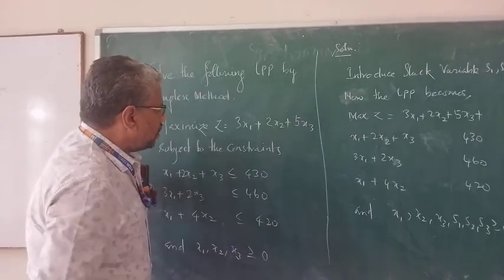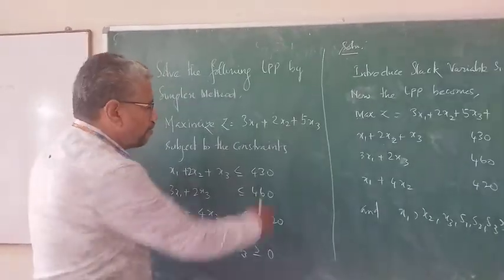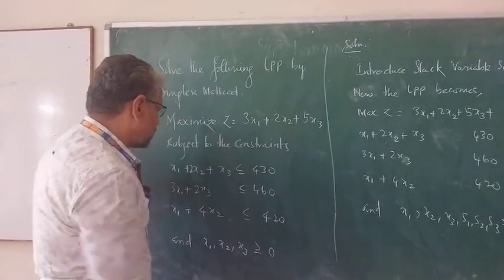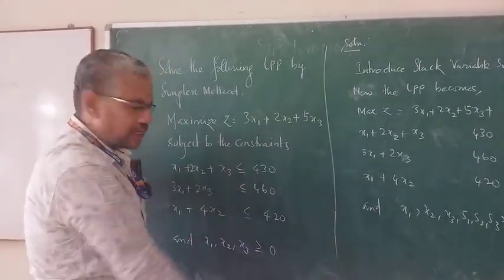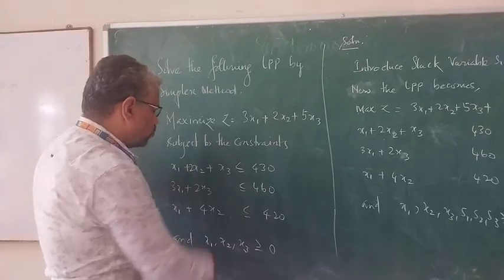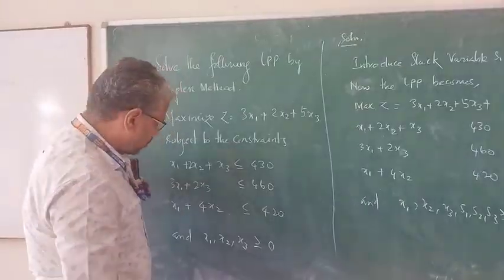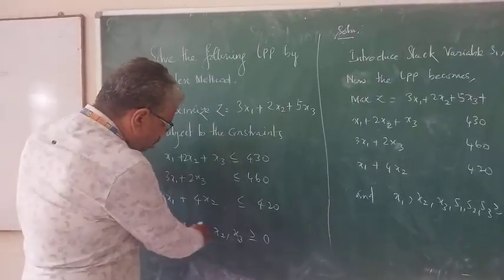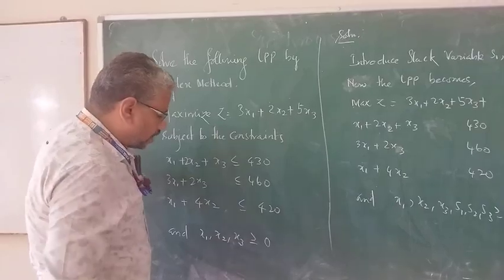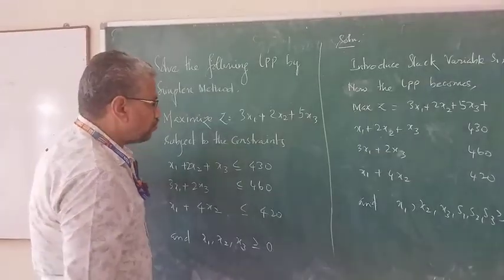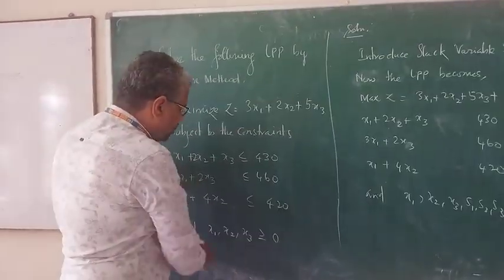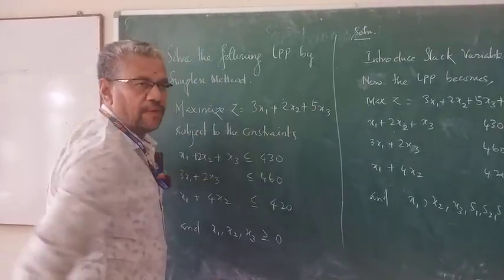Maximize z equal to 3x1 plus 2x2 plus 5x3 subject to the constraints. There are three constraints given. So x1 plus 2x2 plus x3 less than or equal to 430. Similarly, there are other two constraints and non-negativity conditions x1, x2, x3 greater than or equal to 0. These three components put together are called LPP.